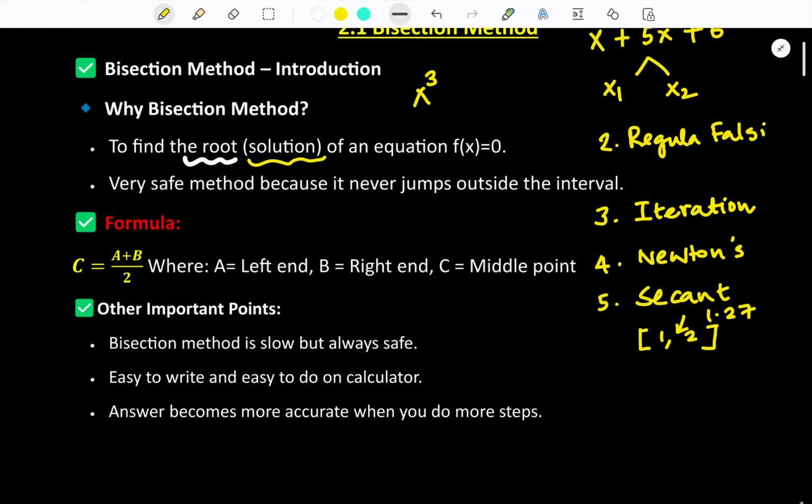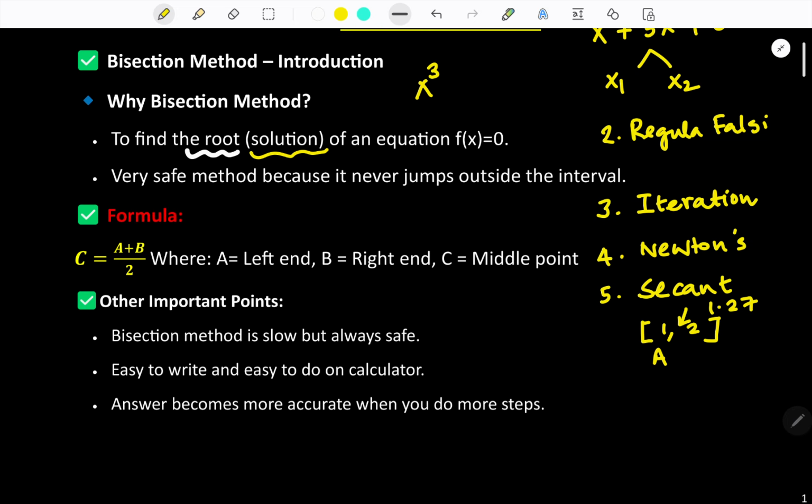What is the formula we are going to use? We are going to use a very simple formula, which is c equals (a plus b) divided by 2. It's a very simple formula. A, of course, is on the left hand, this is a, and this is b. So a is on the left hand, b is on the right hand, and we are going to bisect. Bisect means just cut it, cut it equally into 2 parts. So c equals (a plus b) by 2, which is the midpoint, or you can say the middle point.